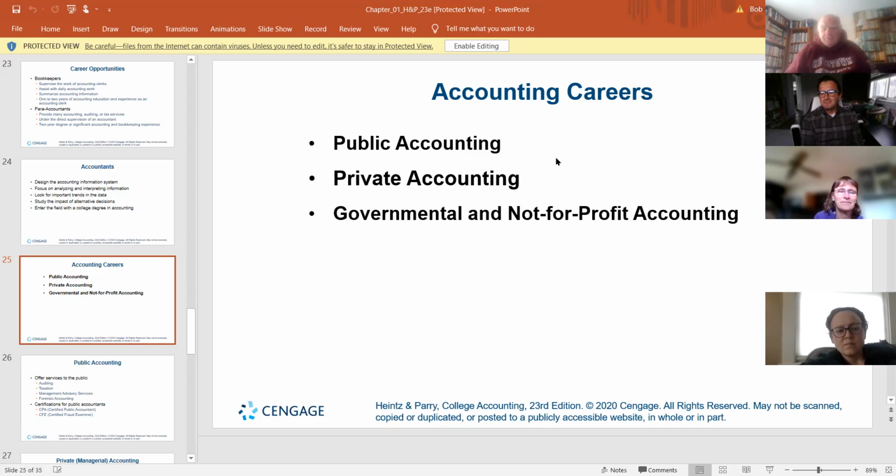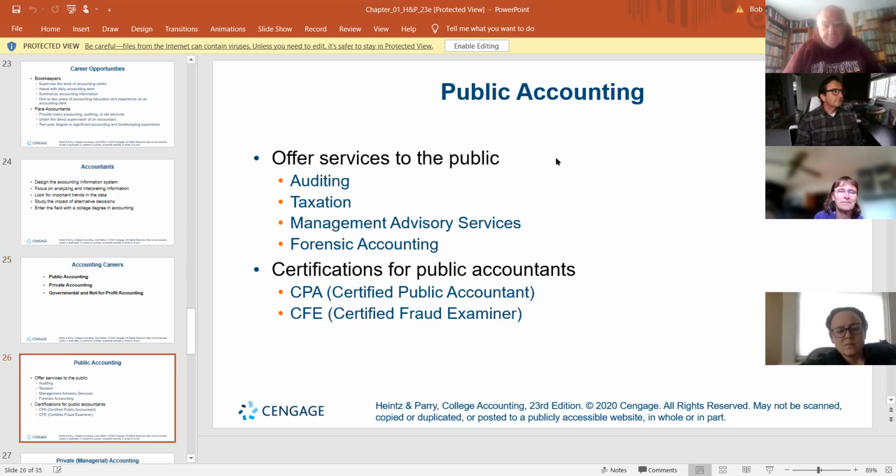And of course, governmental work, tax auditors, IRS, all kinds of things. And here, public accounting. What do these guys do? They do the audits, taxation work. They do a lot of management advisory services, but that can become a real conflict of interest. And companies have to be very careful.